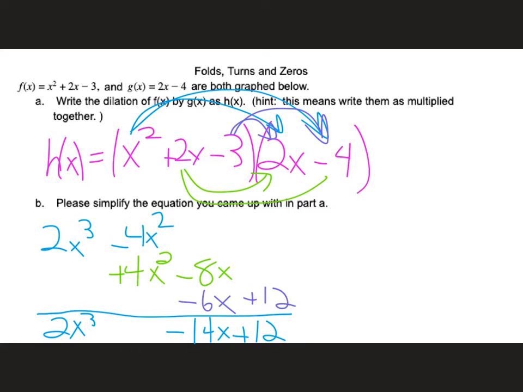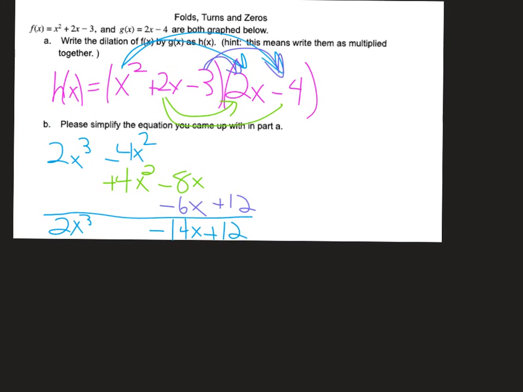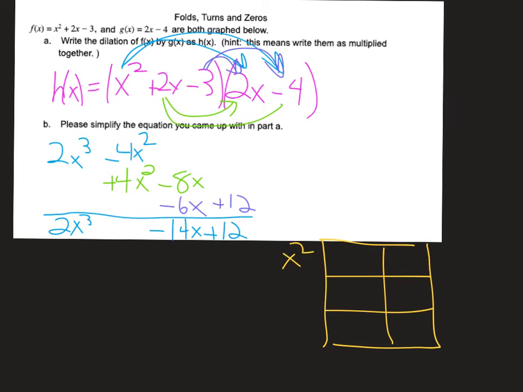Now, in Zero's the Hero, we also talked about some structure you could use. So I'm going to go ahead and do that also in case you want it. What that looks like is something like this. We have x squared, we have 2x, and we have minus 3. And then we have 2x and minus 4. X squared times 2x is 2x cubed. 2x times 2x is 4x squared. Negative 3 times 2x is negative 6x.